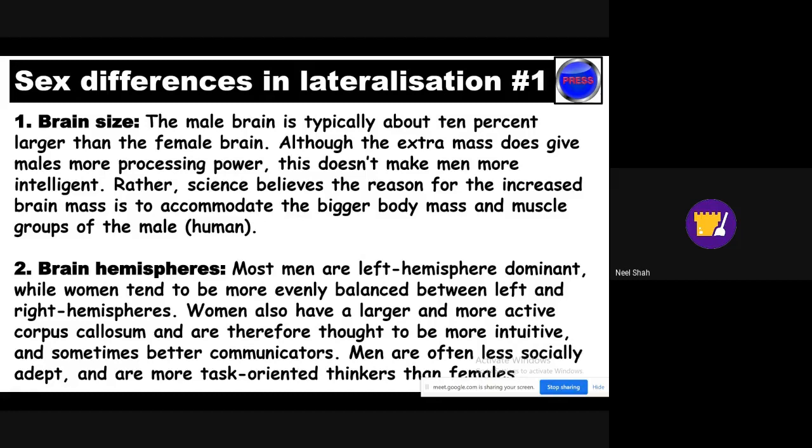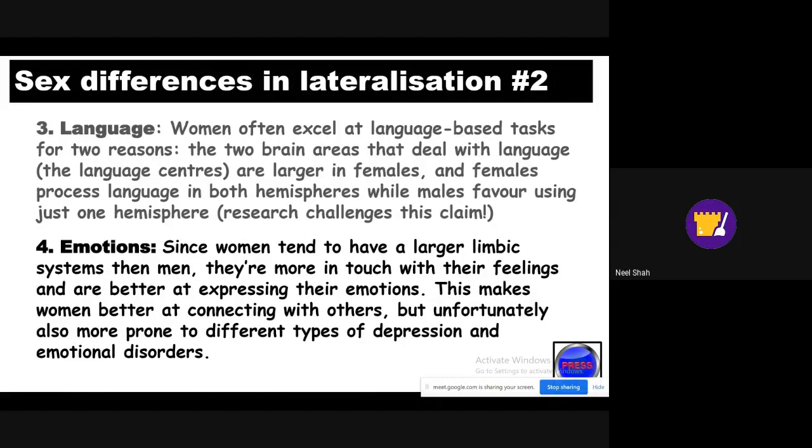Yeah. Language we spoke about already. Women generally excel at language because the language centers are generally bigger in female brains, and men tend to like using just one side of the brain. Yeah. So again, there is research support for this.